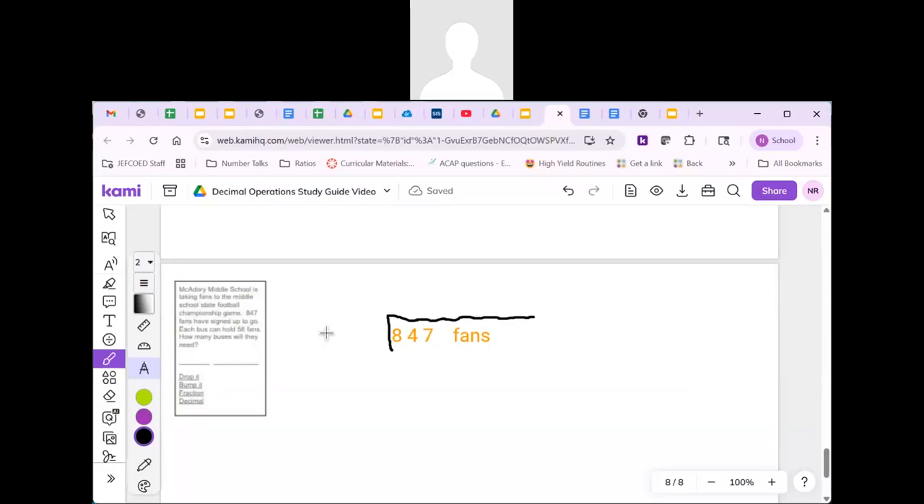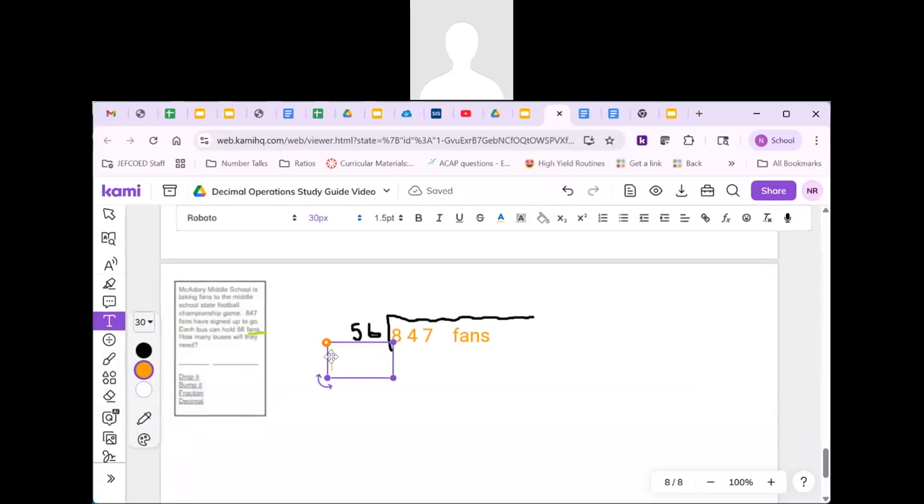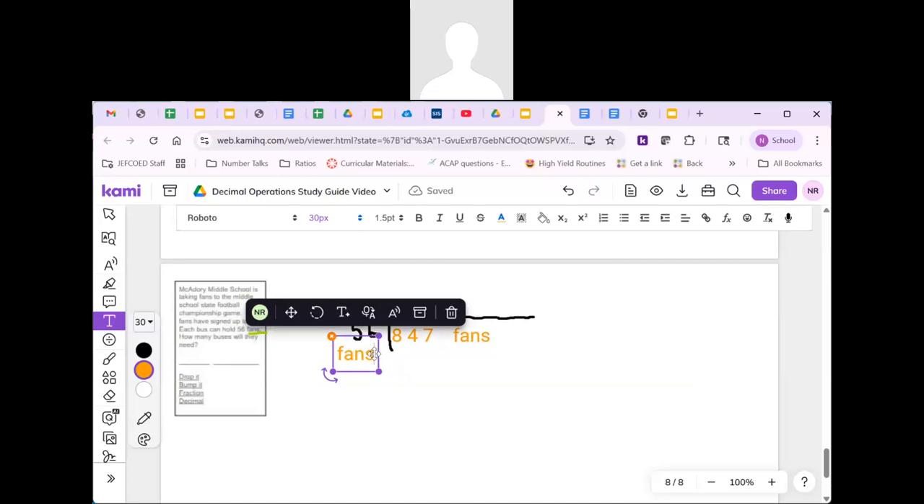Try again, 56. So you've got time while I'm writing 56 to look back in that problem and see what the word after 56 is. Right there, fans. So let me put on the word fans. Now I know that if I have the item name, here's my total items. I've got fans again. I know I have to put fans per.